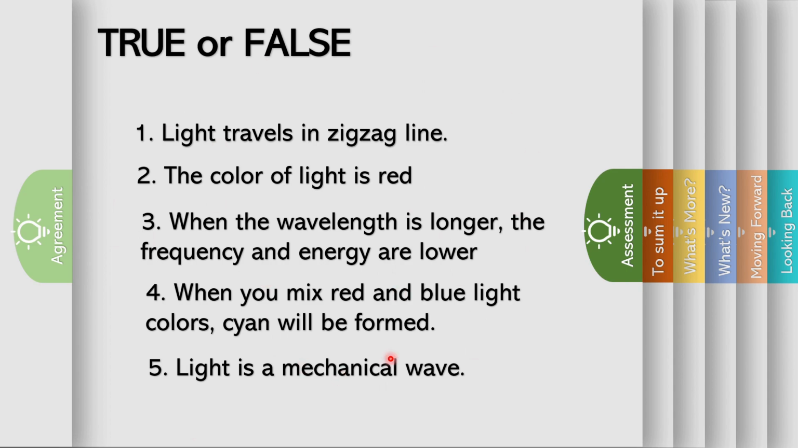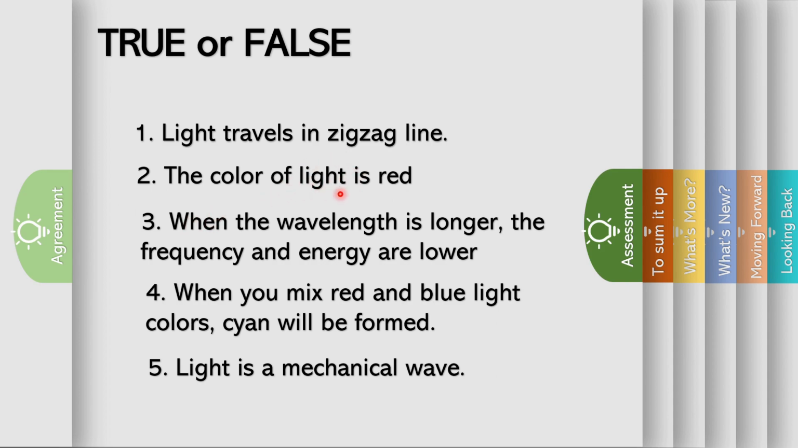Now, let's try to answer this one. Light travels in a zigzag line. True or false? False po. Laging ang light ay nagtatravel sa straight line. Okay? The color of the light is red. Okay, the answer is false. Bakit? Well, what is the color of the light? The color of the light is white. Okay? But it is split into different colors.